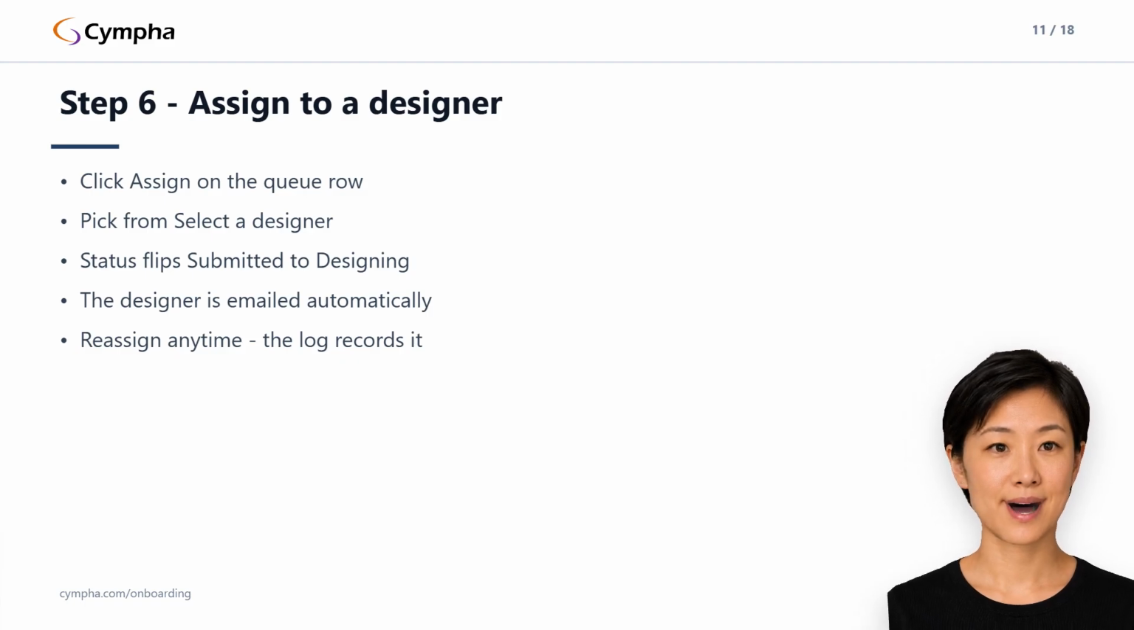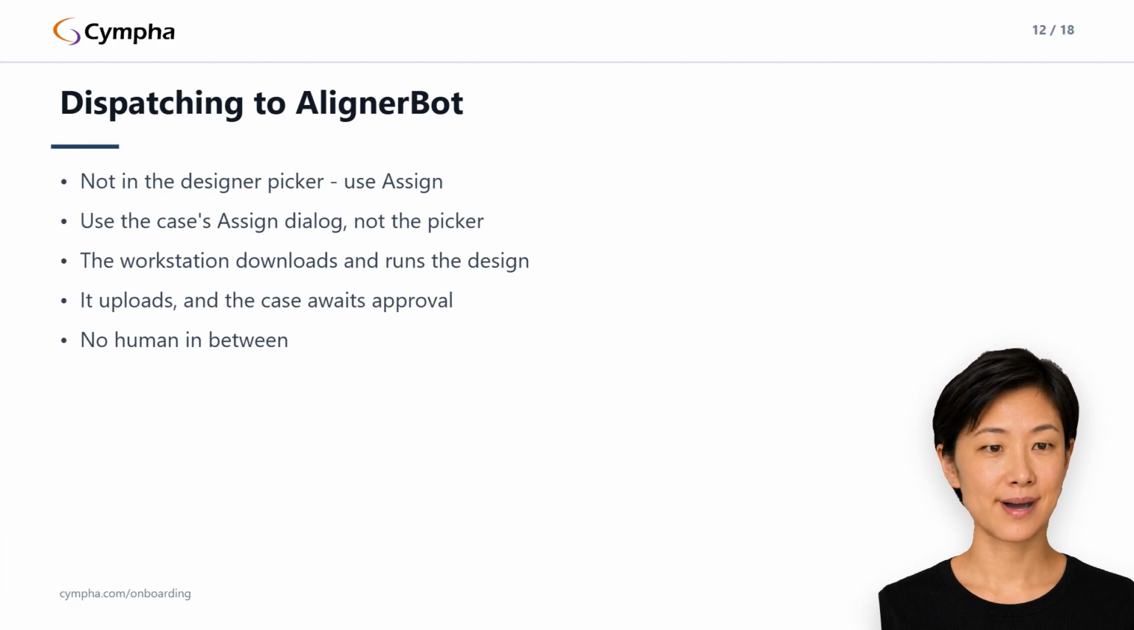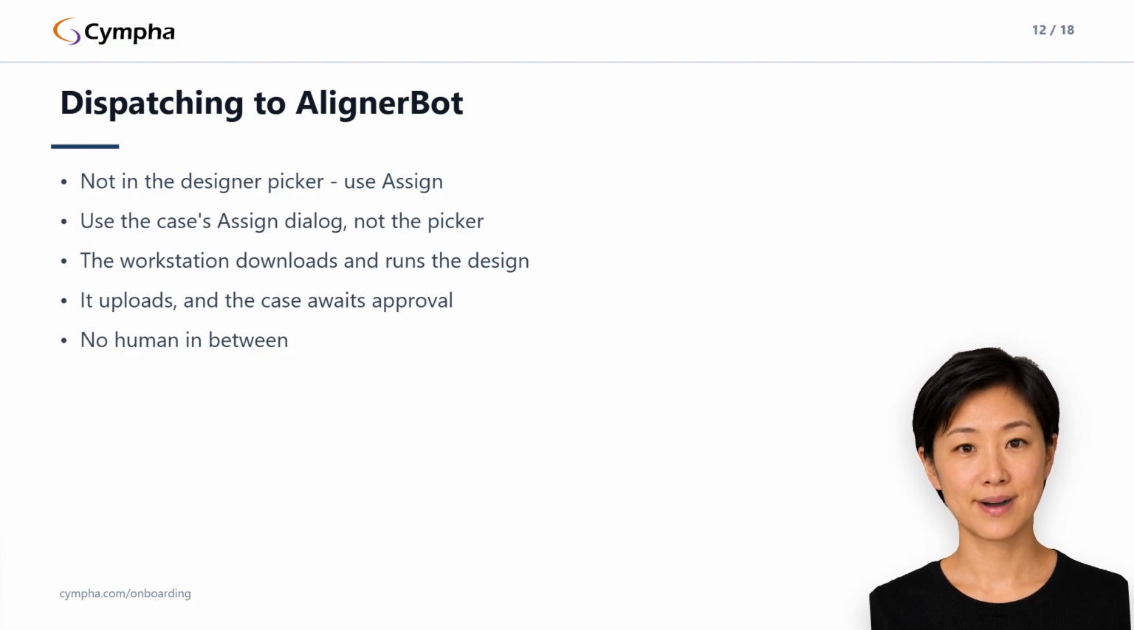Now the honest version of how Aligner bot work actually reaches the bot, because this is the detail most likely to waste your afternoon. Aligner bot seats do not appear in the assigned designer picker, because that list is filtered to designers. Use the case's own assign dialog instead. It lists every seat in the lab, Aligner bot included.